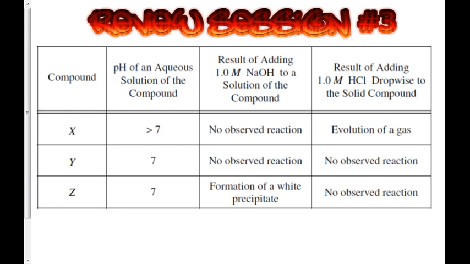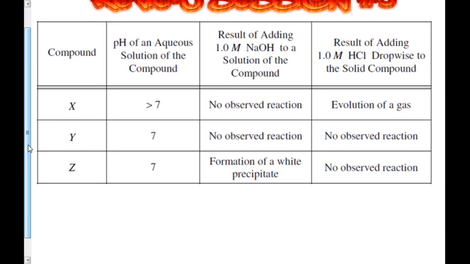It says, it is known that the compounds listed in random order are KCl, Na2CO3, and MgSO4. A student performed several tests on the compounds. The results are summarized in the table below. So I just put the table up so we can talk about that, then I'm going to write below that. So we've got X, Y, and Z. pH of an aqueous solution of a compound: greater than or equal to 7 for one, and less for the other two. Then adding 1 molar NaOH: no observed reaction, no observed reaction, made a precipitate. And then lastly, if I added HCl, it made gas, no observation, no observation. Okay? So that's where we're at.